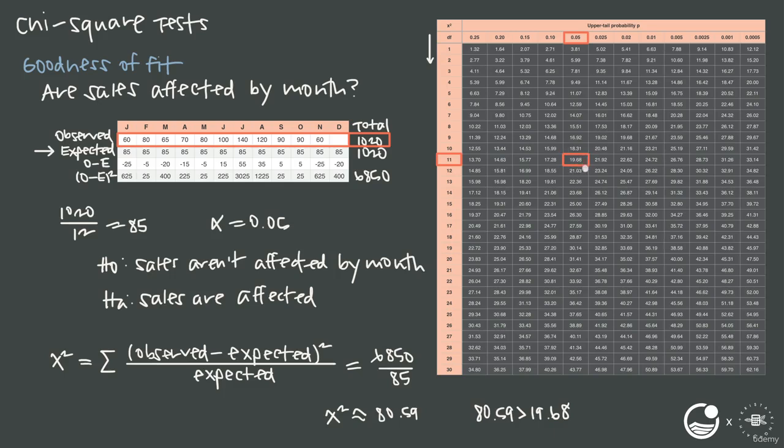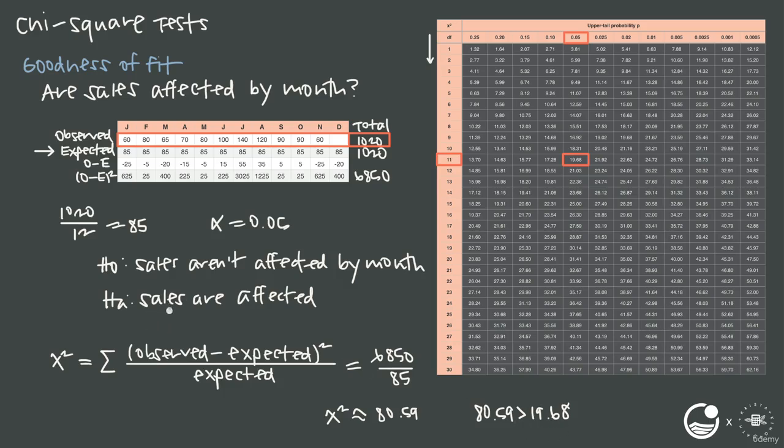And whenever we find a chi-squared test statistic that is greater than this critical value that we find in the chi-squared table, that means that the test statistic we found is significant enough to allow us to reject the null hypothesis. In our case, there's a massive difference between 80.59 and 19.68, which tells us that we have very, very strong evidence that sales are indeed affected by month of the year. So we can reject this null hypothesis that sales aren't affected by month, and we give a lot of support because of the massive difference here.